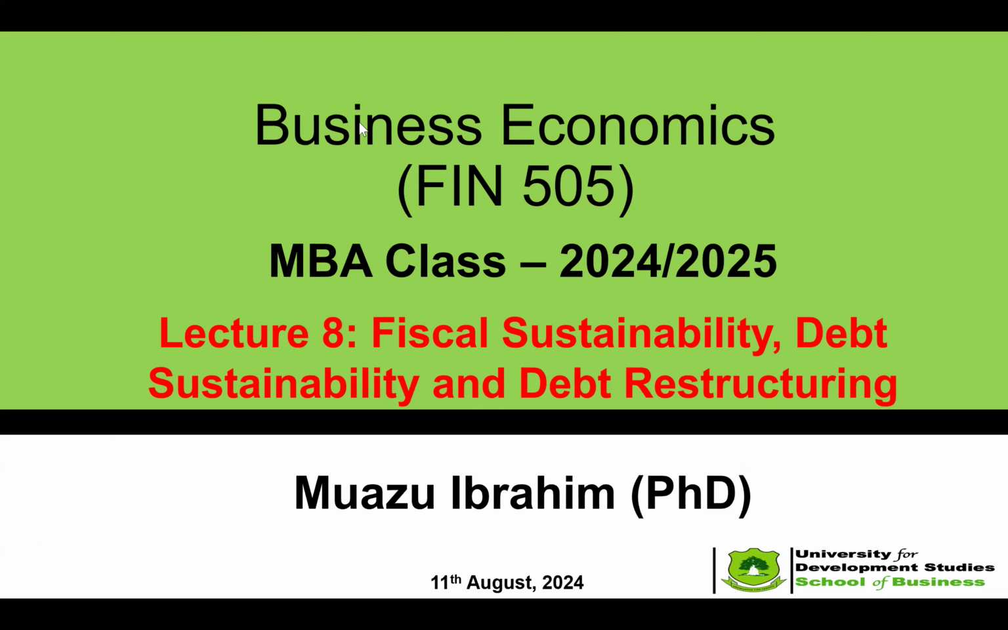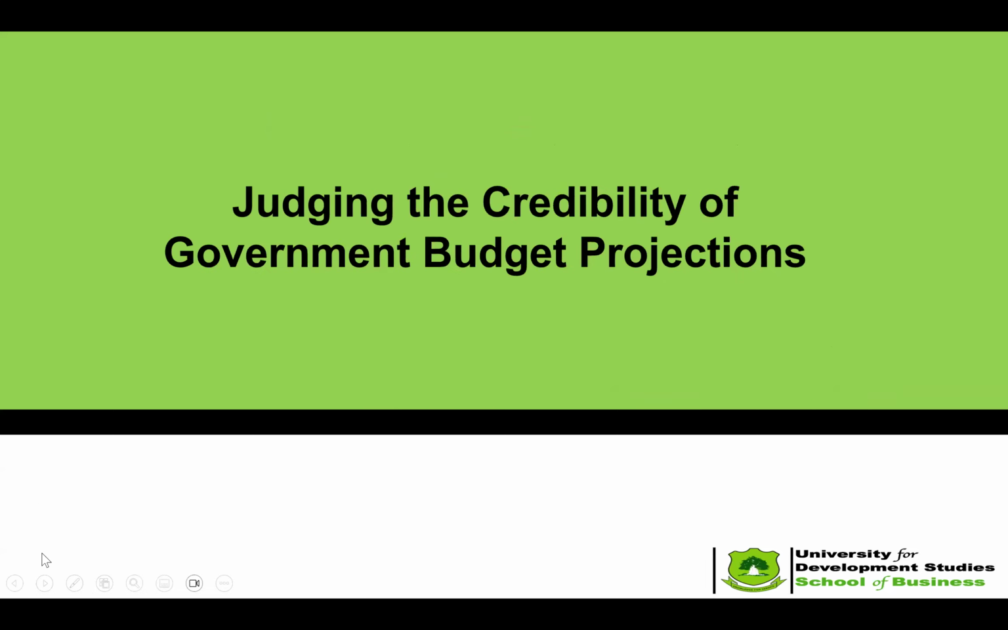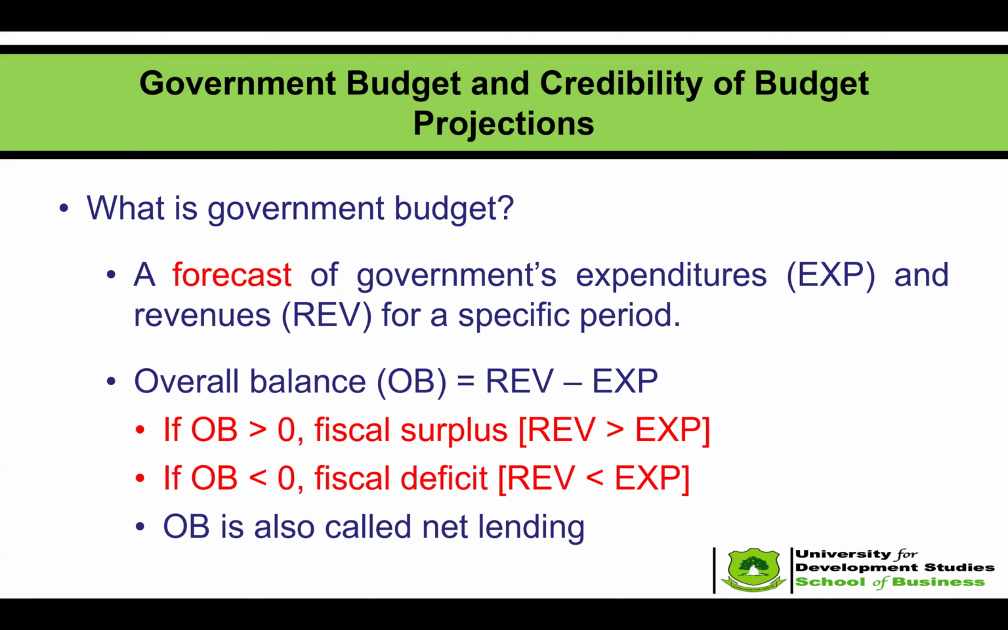Good. So now let's look at this particular one. Here we are looking at judging the government's fiscal credibility. When you look at the typical government budget, we are basically looking at the forecast. By the forecast, we are looking at what the government is planning to spend and what the government is planning to receive in revenue. So the government budget is typically a forecast or a projection of government expenditure and government's revenue.